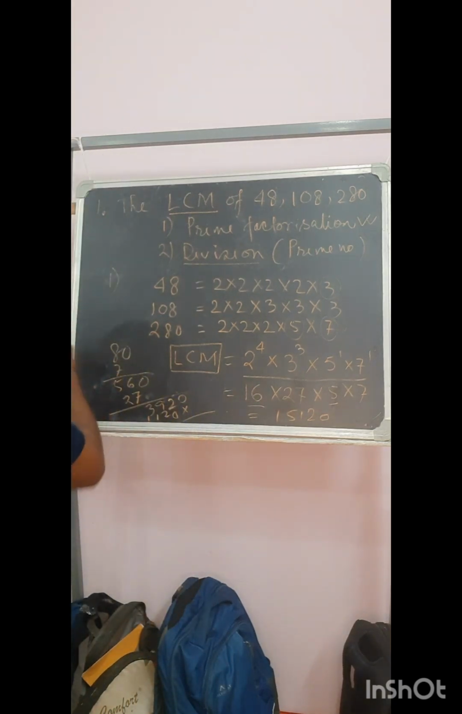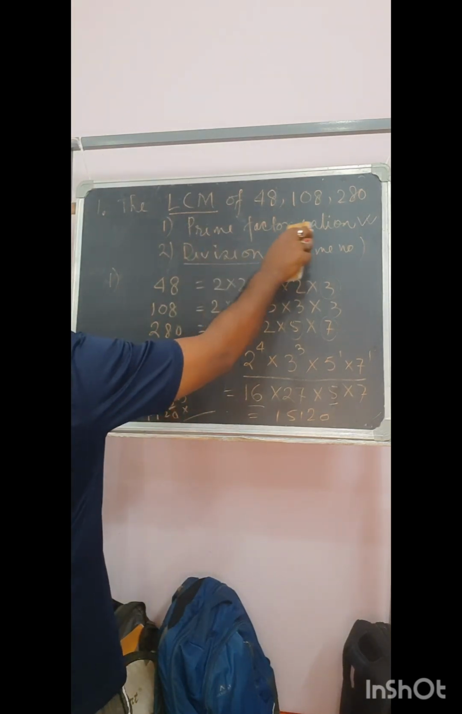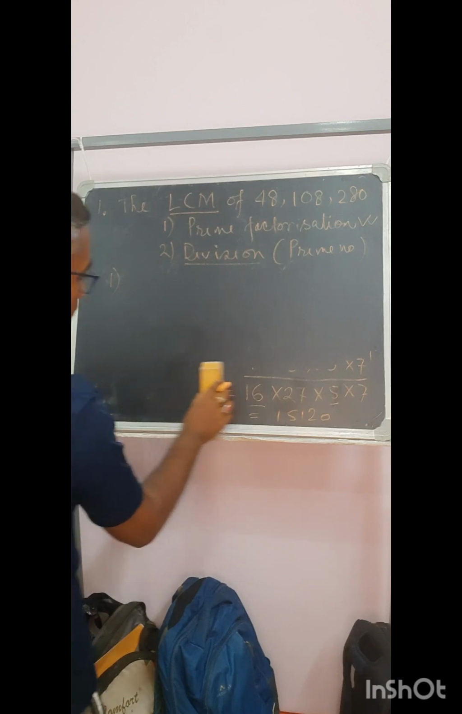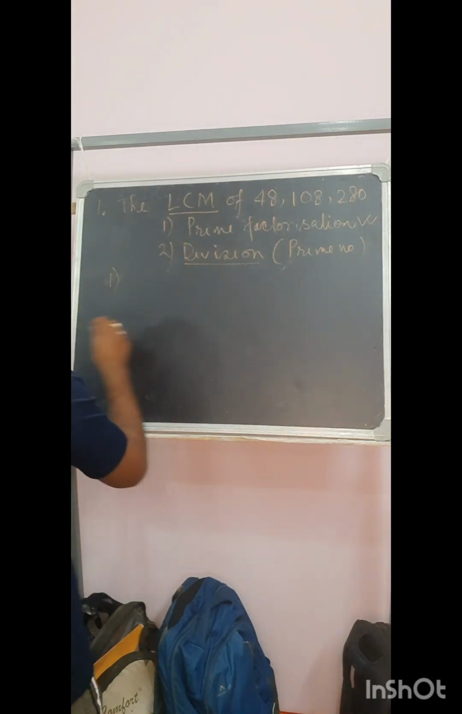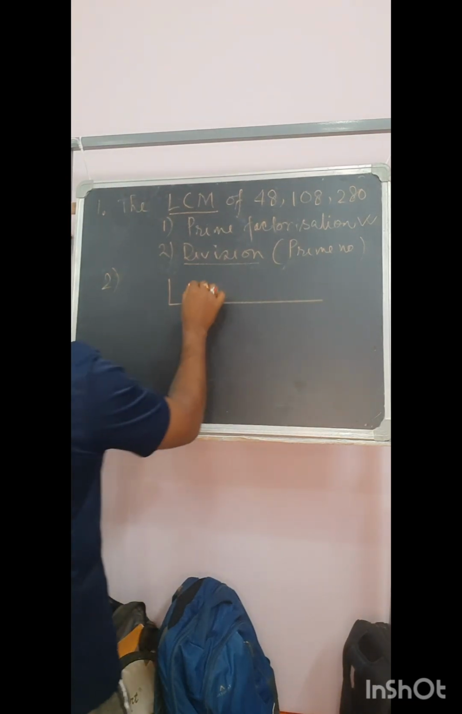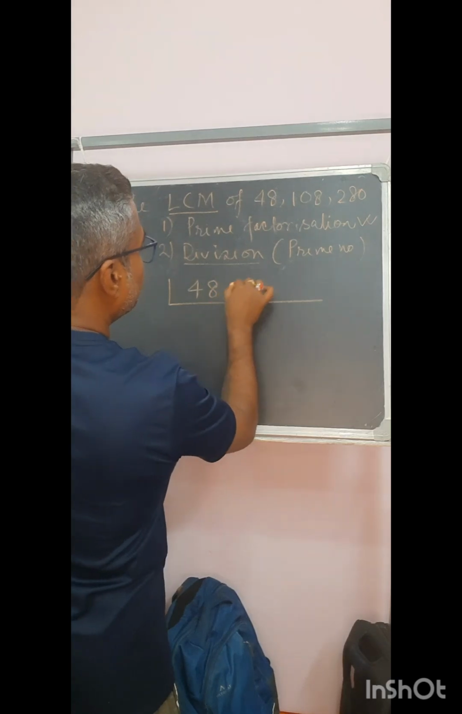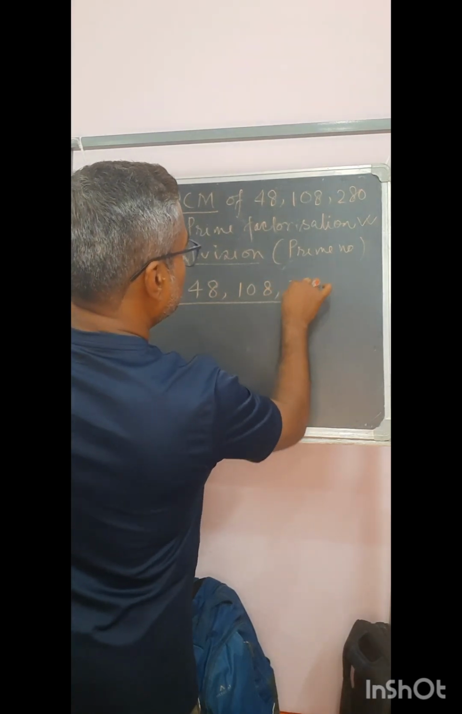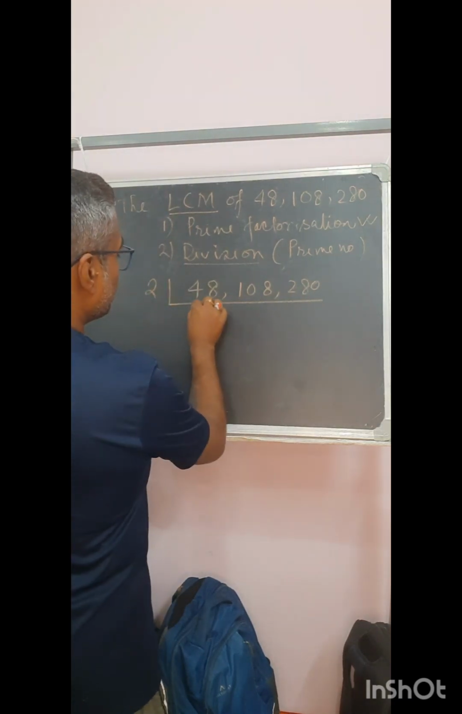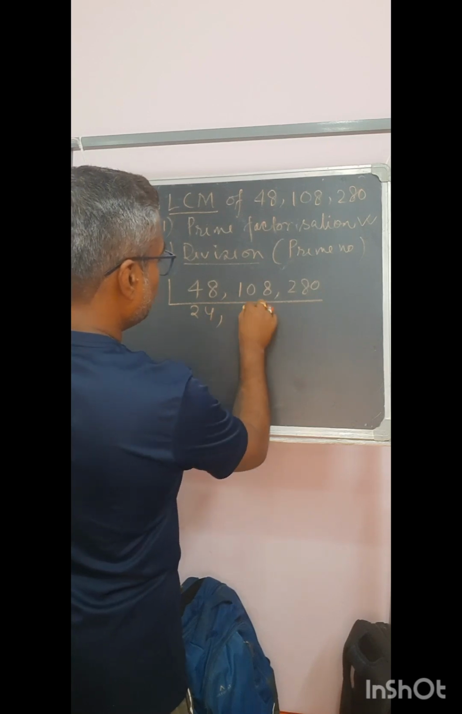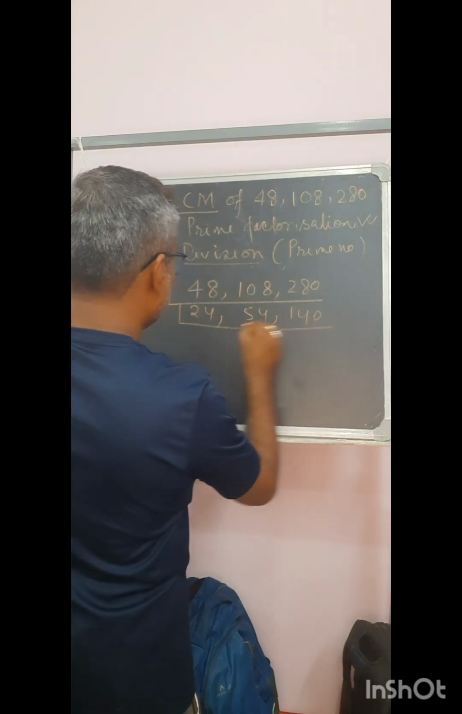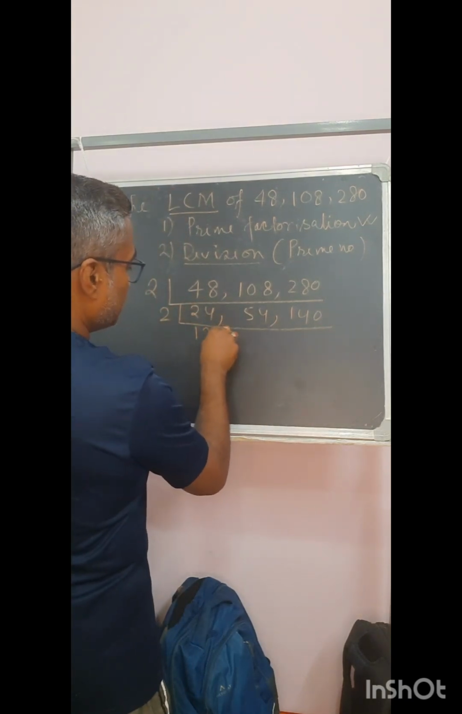Okay, this is the first process where I will do prime factorization. In the divisional method, I will do cumulative factorization. So that means all these three numbers will come in one bracket like that, and I will go on doing factorization simultaneously. So I will start with the minimum prime number 2. Here it will come 24, here 54, here 140. Till I get 2 as a prime factor, I will try with the 2.